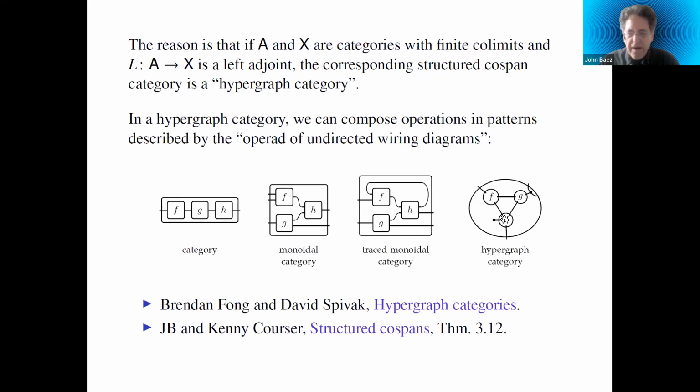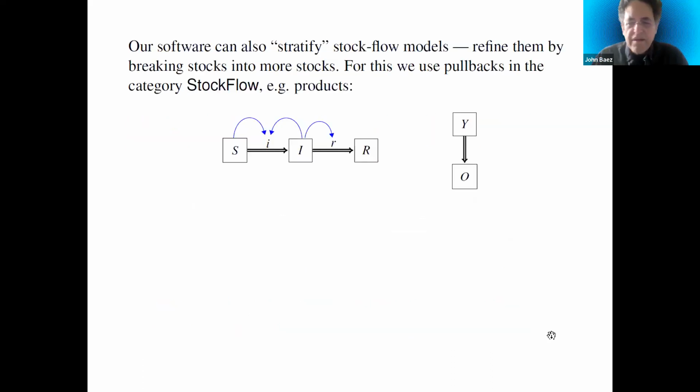I should add, by the way, that although these pictures are all planar, you can switch wires across each other in a hypergraph category. Hypergraph categories seem very confusing at first, but it turns out you should think of them as algebras of a certain operad. Brendan Fong and David Spivak have a nice paper on hypergraph categories where they explain that point of view. And then Kenny Corser and I wrote a paper where we prove that structured cospans give you hypergraph categories. Okay, so we can compose to our heart's content.